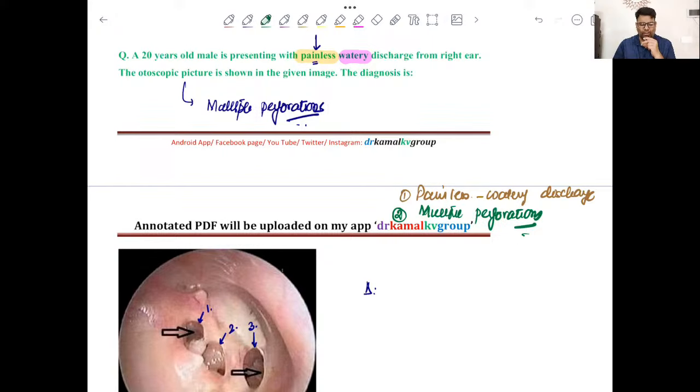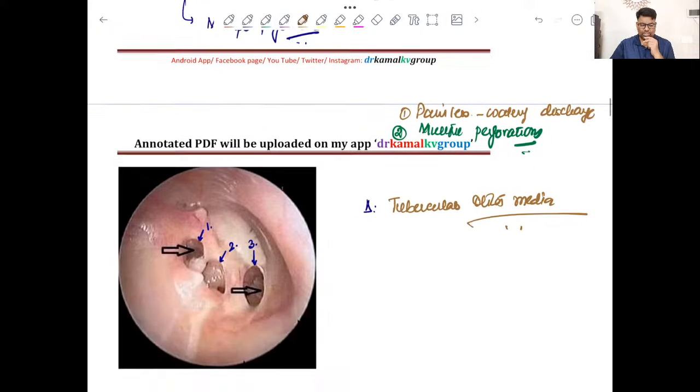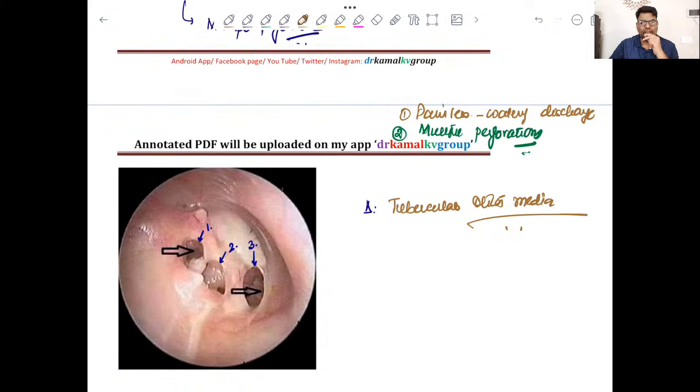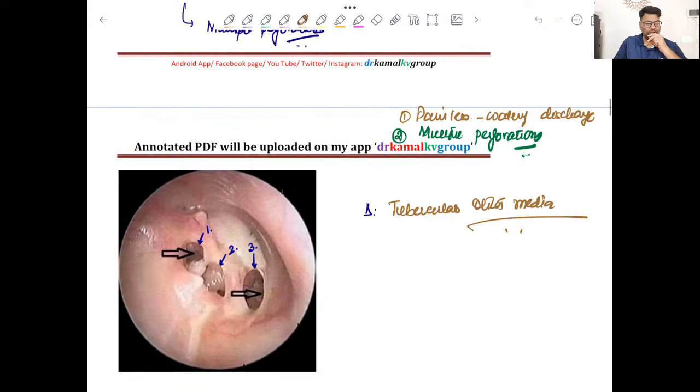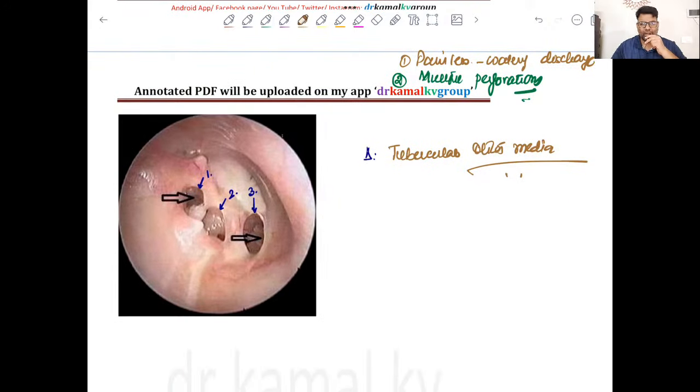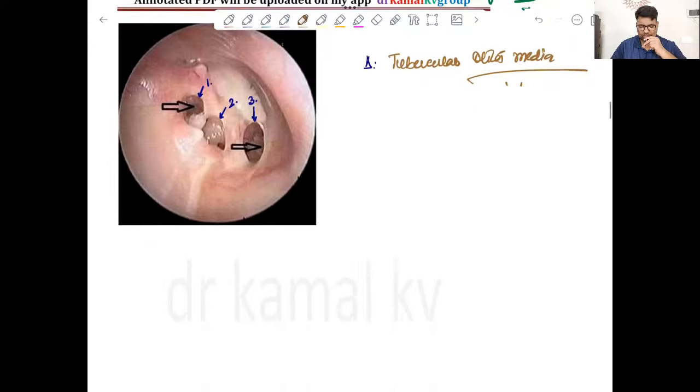Now these two are enough to make a clinical diagnosis of tubercular otitis media, right? So this is infection of the middle ear because of tubercle bacilli. Although very rare, the presentation is classical. The moment you see three perforations, go for tubercular otitis media. Clear? And this is one question which has been repeated in FMG also, so it's very important here.